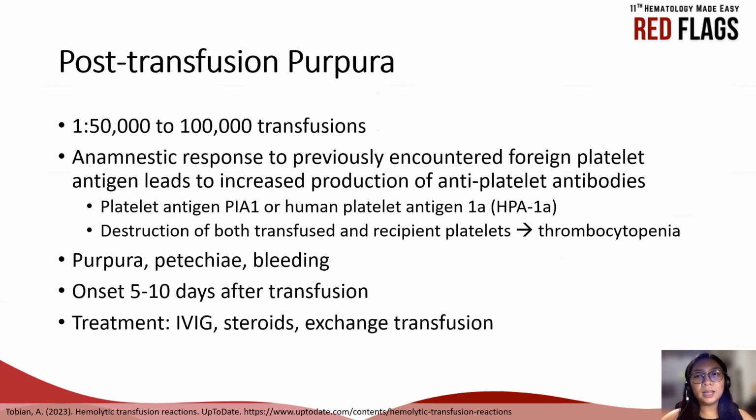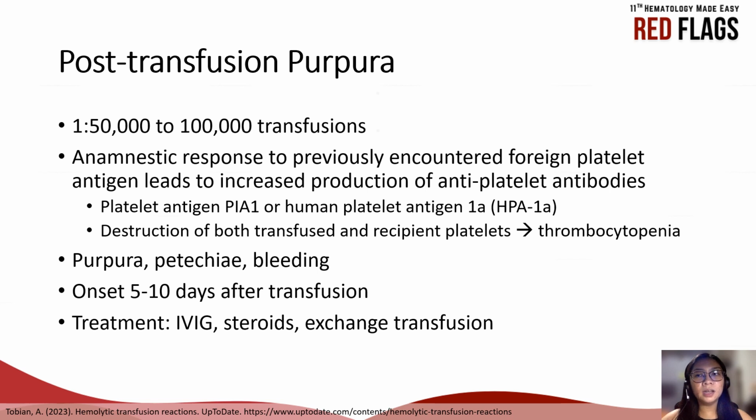Data are limited, but the incidence has been estimated to be approximately 1 in every 50,000 to 100,000 transfusions. PTP occurs primarily in individuals sensitized to platelet antigens by exposure during pregnancy or transfusion. PTP can be thought of as a delayed transfusion reaction involving platelets in which an anamnestic response to a previously encountered foreign platelet antigen leads to an increase in production of antiplatelet antibodies by the recipient. The antigen most commonly implicated is the human platelet antigen 1A.